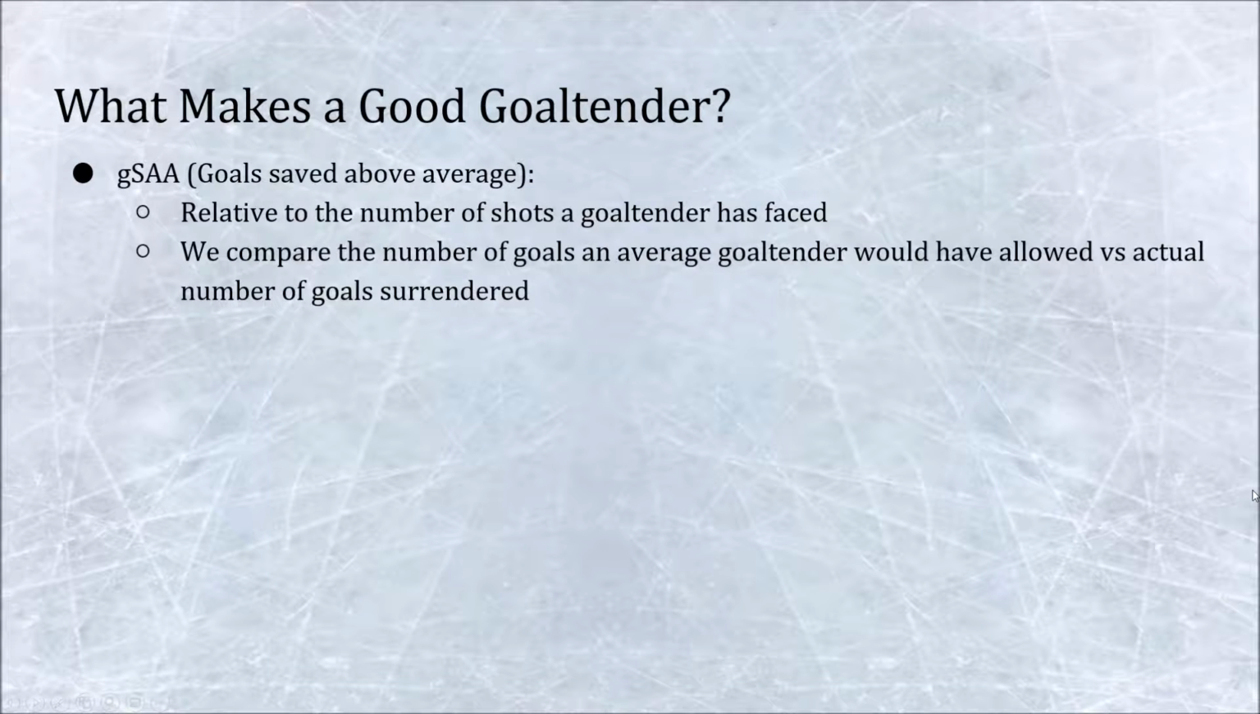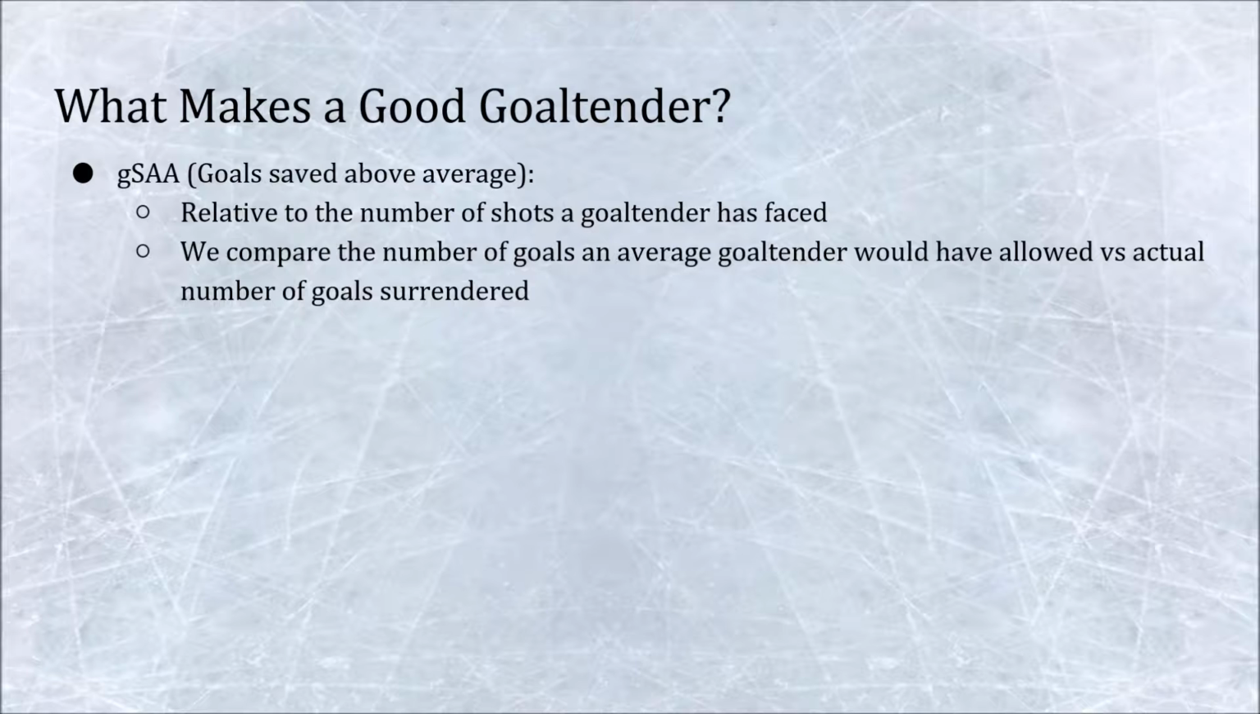What this is, we take the number of shots a goaltender has faced and multiply that by the league average save percentage. And that tells us how many goals an average quality league goaltender would have allowed. We compare this against the number of goals a goaltender has actually allowed, and it creates a plus minus measure, where a positive goals saved above average represents the number of goals that a goalie has prevented above a league average goaltender, and a negative goals saved above average means that a goalie has allowed more goals than a league average goaltender would.